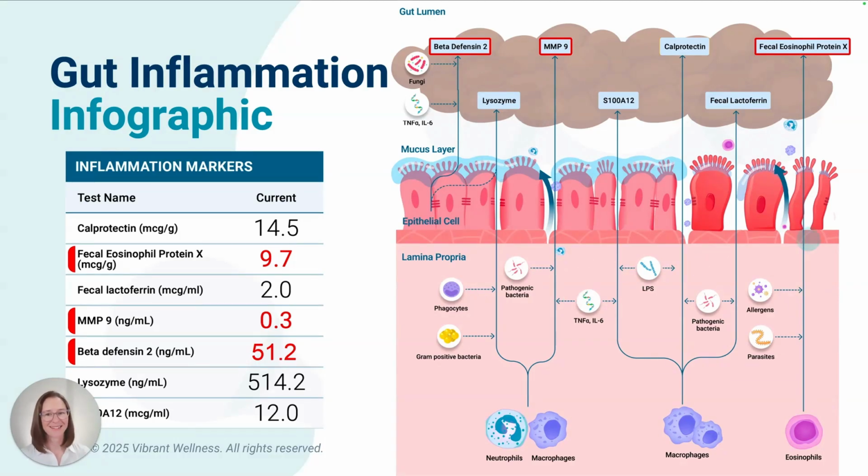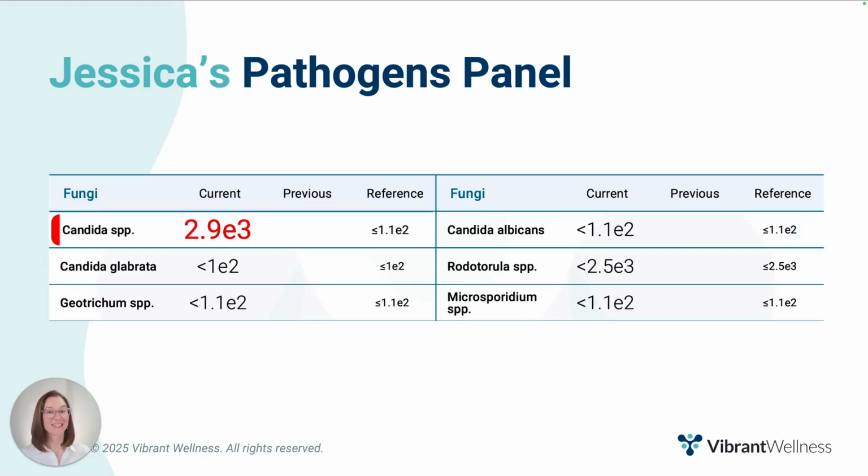Foreshadowing here. Not surprisingly, Jessica's gut pathogens panel revealed high levels of Candida species. The reference range for Candida indicates it should be less than 110, but her levels were almost 3,000.